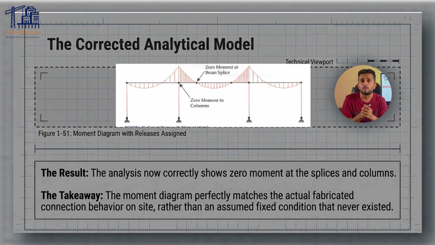Now take a look, moment diagram with release assigned. Run it and you can see the columns now correctly show zero moment, exactly matching the real connection behavior on site, not an assumed fixed condition that was never actually fabricated.